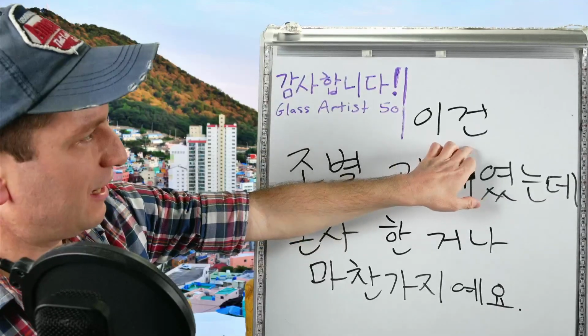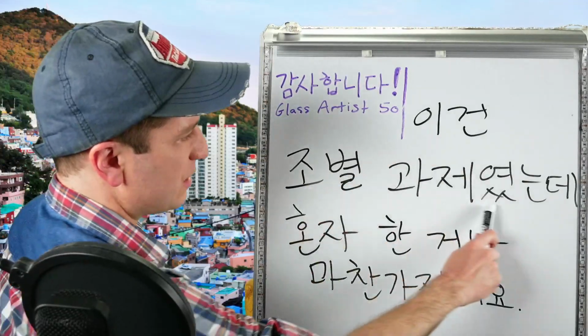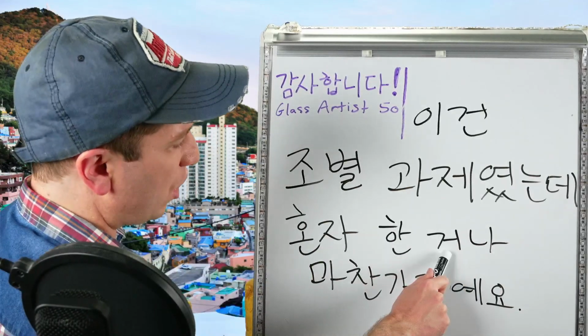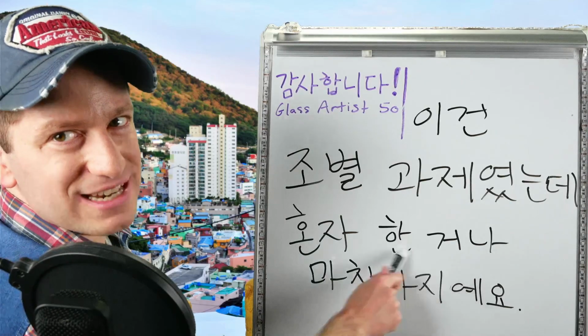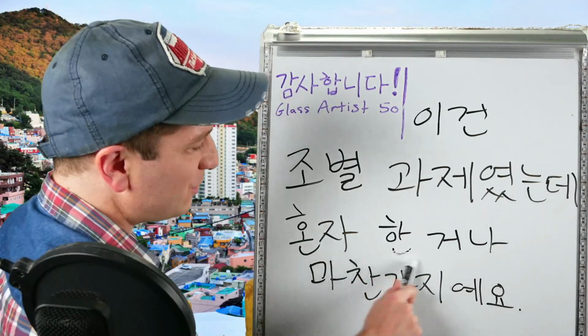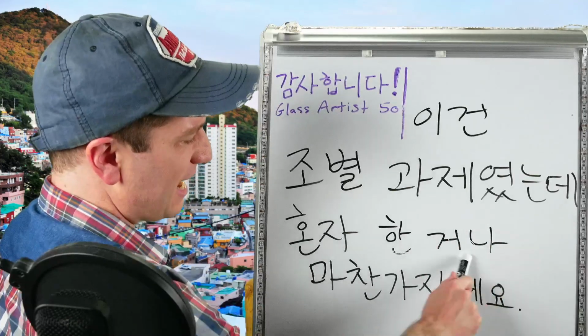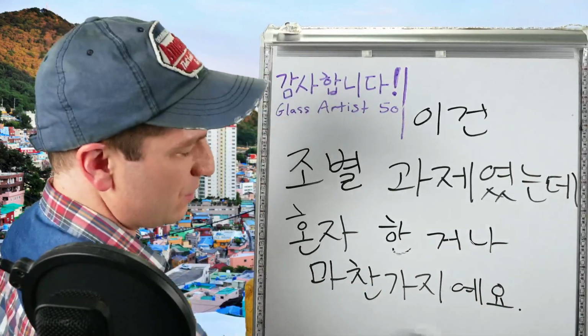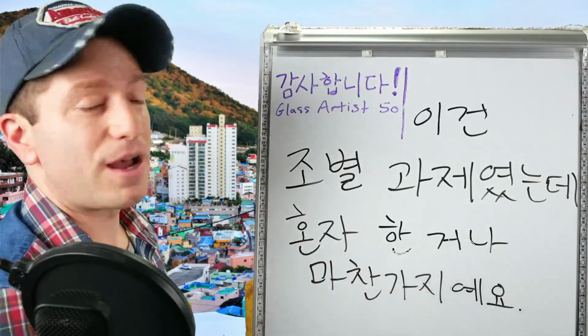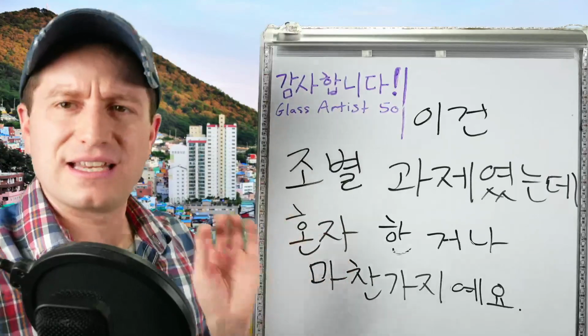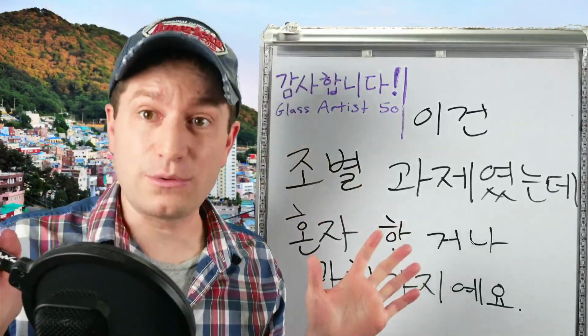이건, so this thing, 이것은 조별 과제였는데, so this was a group assignment, but 혼자 한 것. So 한 거예요. I did it by myself. 한 거나. It's the same as, or it's no different than, I did it all by myself. 마찬가지요. So it's the same as if I had done it all by myself. So this was a group project, but it's the same as if I did it by myself. So that's literally what we get.